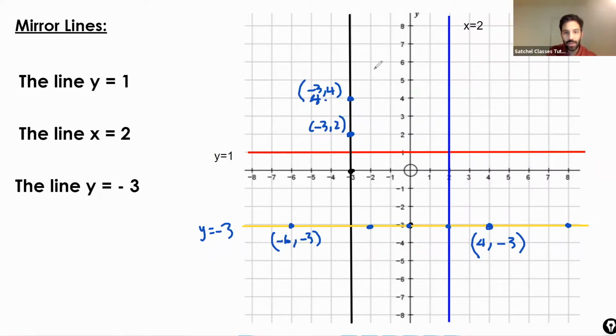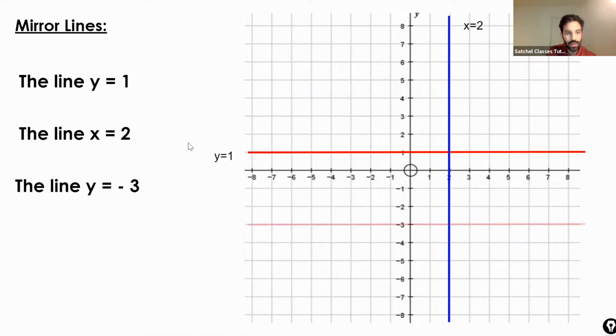Okay, and moving on. So that's the line y equals -3. And we've got one more, the line x equals 0. Well, the line x equals 0 is just the y-axis.